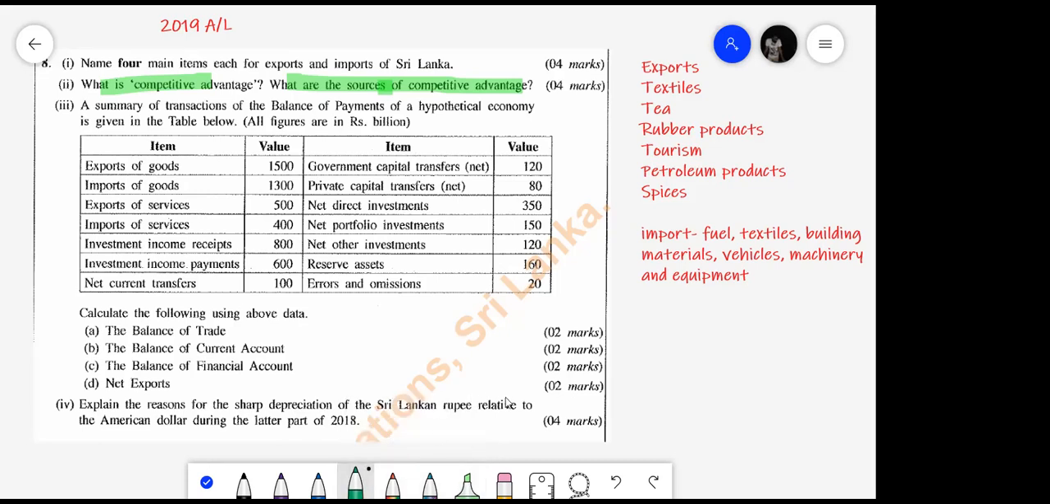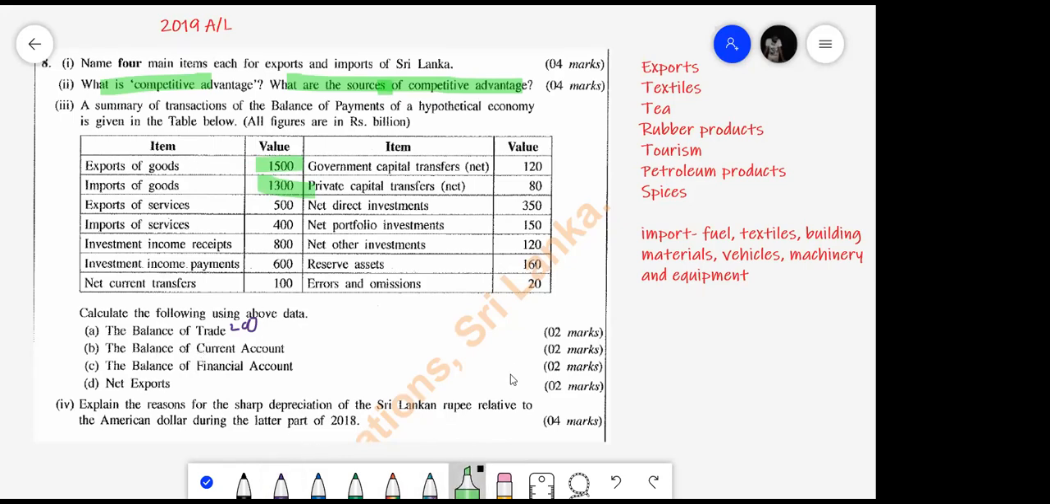To get the balance of trade, you can take your value of exports, so you can take your export of goods minus your import of goods. Is there any non-monetary gold? No. So it's simply then your balance of trade will be 1,500 minus 1,300. So you get a balance of trade of plus 200.